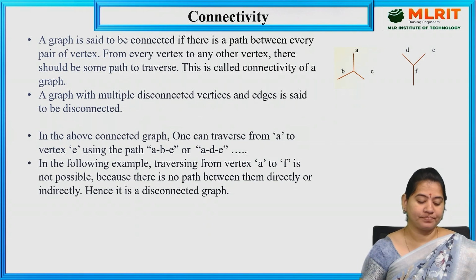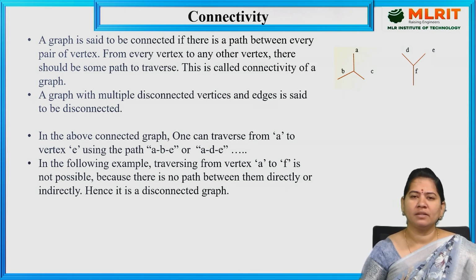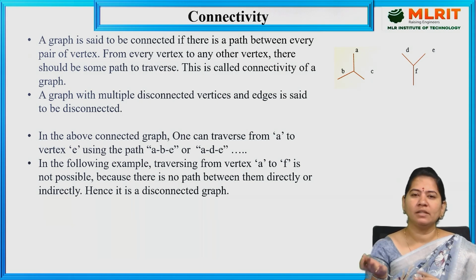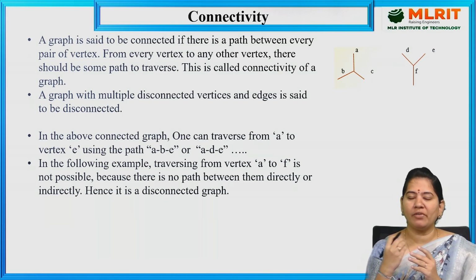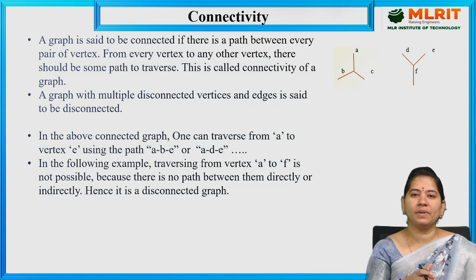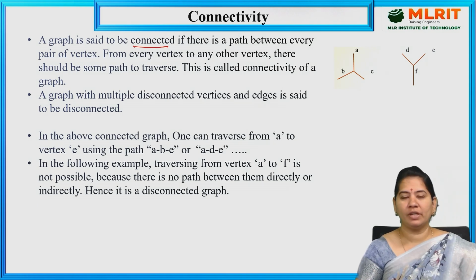First, let us understand what is meant by connectivity. Connectivity is a branch of mathematics where, if there is a path from one vertex to another vertex, it is connected. Otherwise, if you don't have any connectivity, then it is a disconnected graph. Connectivity works on the main principle based on connected and disconnected graphs. A graph is said to be connected if there is a path between every pair of vertices.